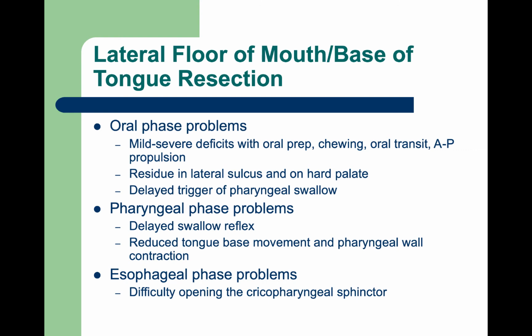So if we think about oral phase problems, expect that you might see mild to severe deficits with oral prep, chewing, oral transit, and or AP propulsion. You'll probably see some residue in the lateral sulcus and on the hard palate because of that reduced range of motion of the tongue. They're going to have a difficult time clearing any residue. The client may also present with a delayed trigger for the pharyngeal swallow, especially when you have facial arch involvement and potentially with tongue base involvement. So with the presence of decreased trigger, this is going to be associated with reduced sensitivity.